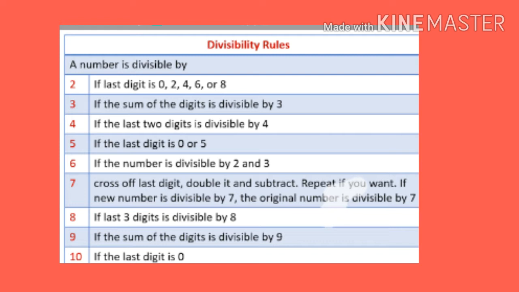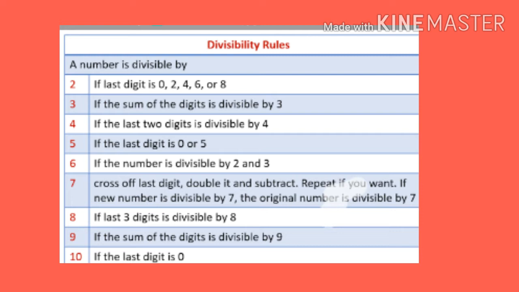Now the rule of 4: the last two digits should be divisible by 4. So whatever digits are given at the last two places, they should be divisible by 4 or they should be double 0. Now the rule of 5: the last digit should be 0 or 5. If the last digit is 0 or 5, that means the number is divisible by 5.